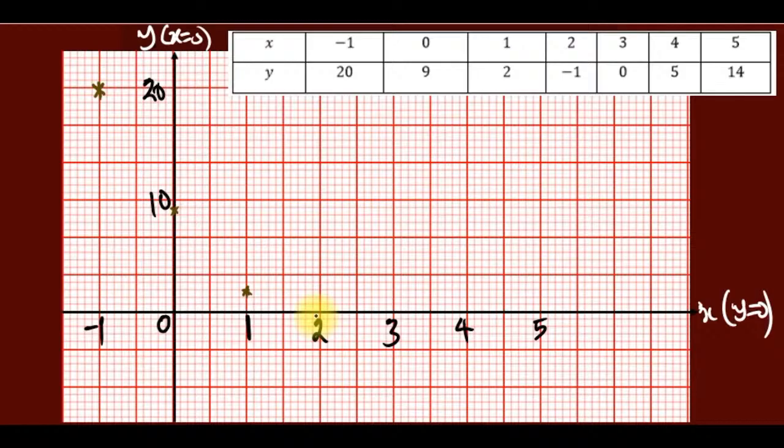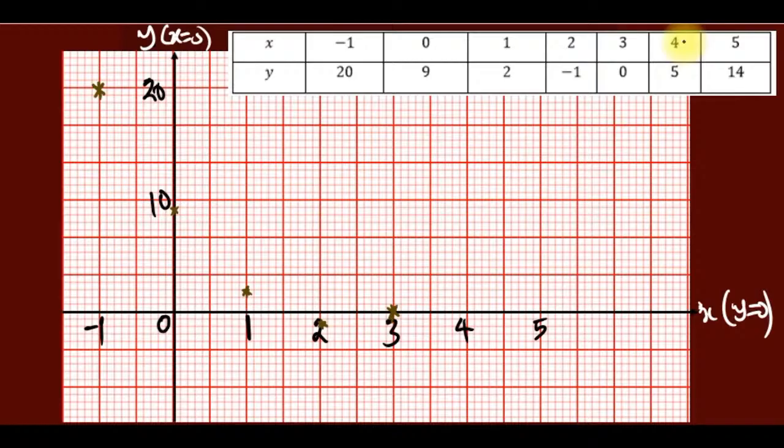So when x is 2, y is down 1.5. So this is 1.5, somewhere here. Okay. So when x is 3, y is 0. So it's here. It's visible.